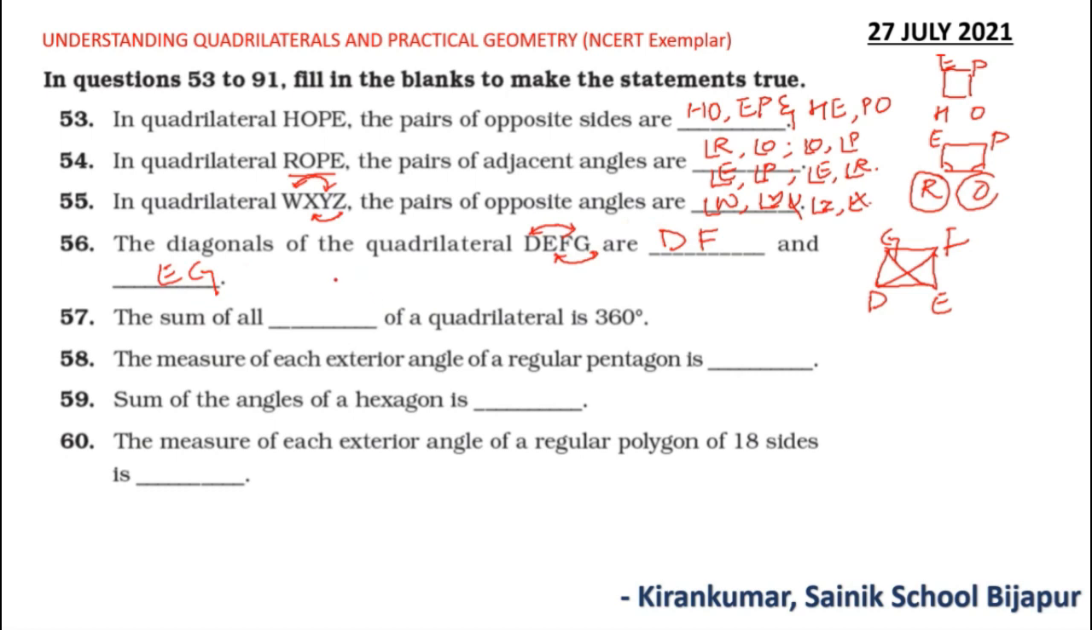Question 57. The sum of all dash of a quadrilateral is 360 degrees. The right answer is angles. The sum of all the angles in a quadrilateral is 360 degrees.